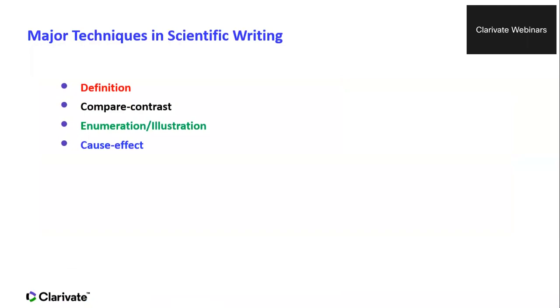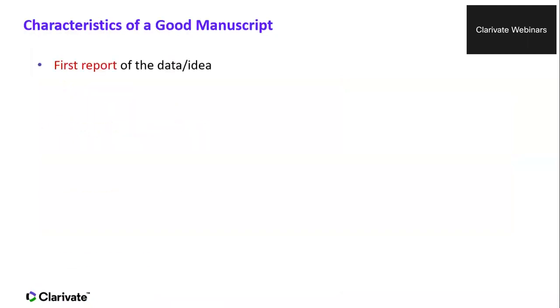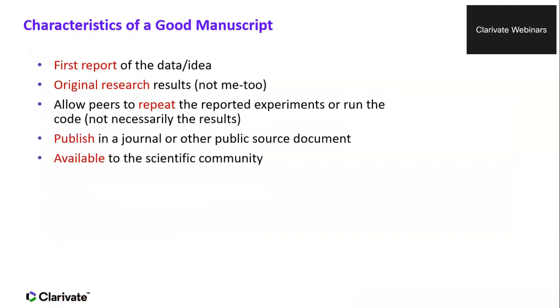Enumeration and illustration is very similar to definition. Cause and effect is something which we see a lot in physical sciences and biomedical sciences. When we try to explain a phenomenon, what is the cause of the phenomenon, what is the effect of the same phenomenon. Now, let us try to understand the characteristics of a good paper.